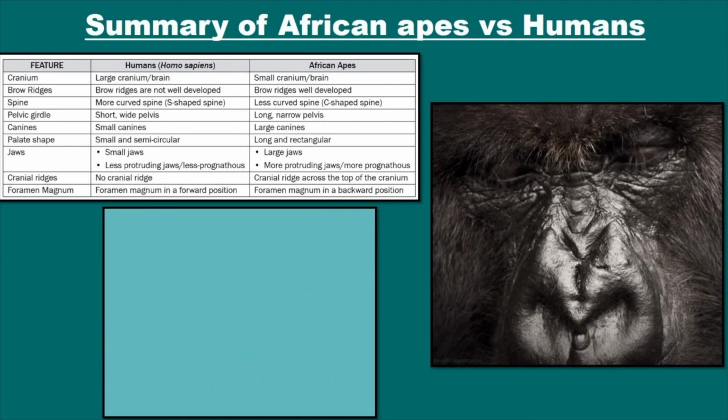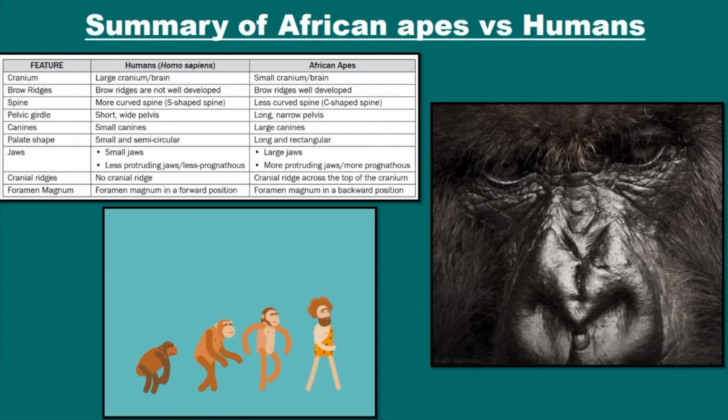The pelvic girdle for humans is shorter and much wider. So this is important for the questions that we are about to answer. And the African apes are much longer and narrower.